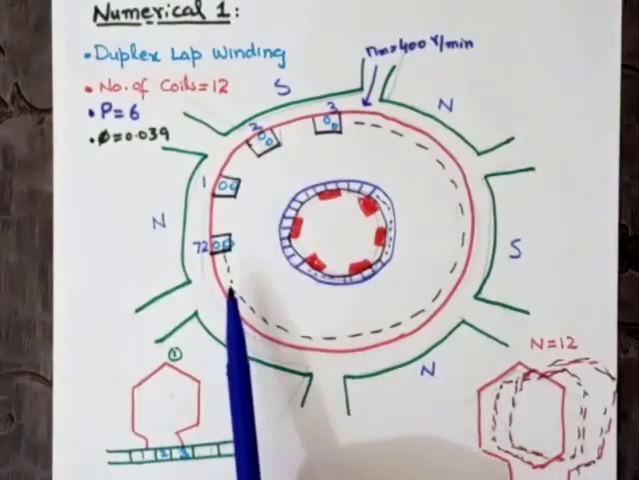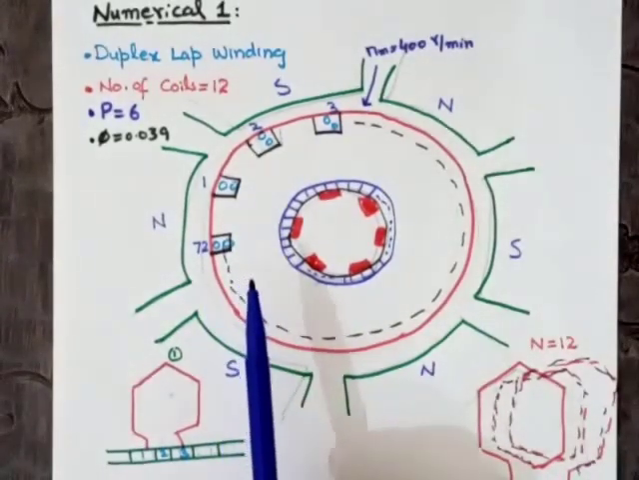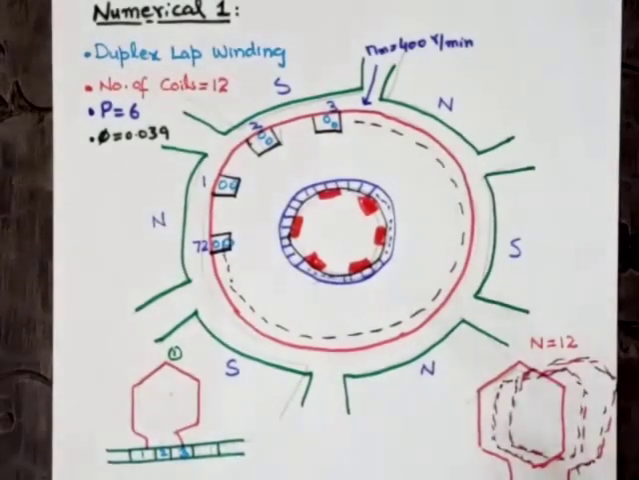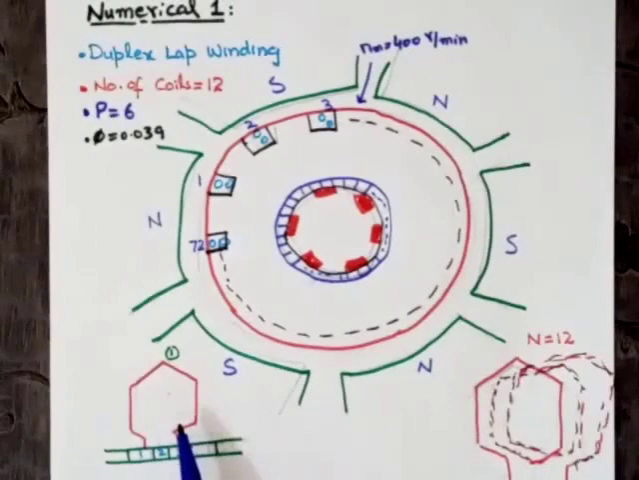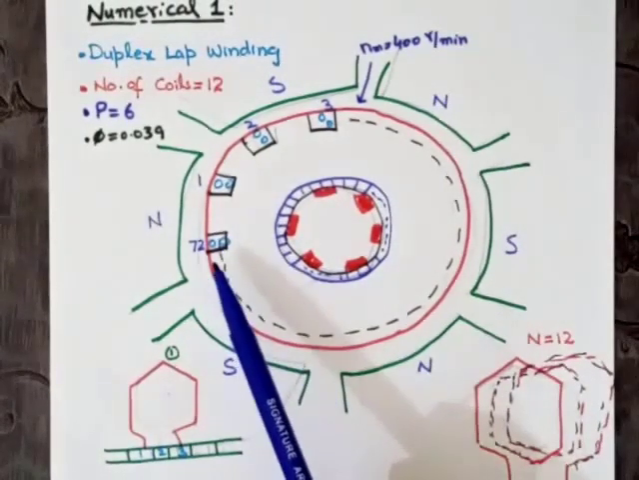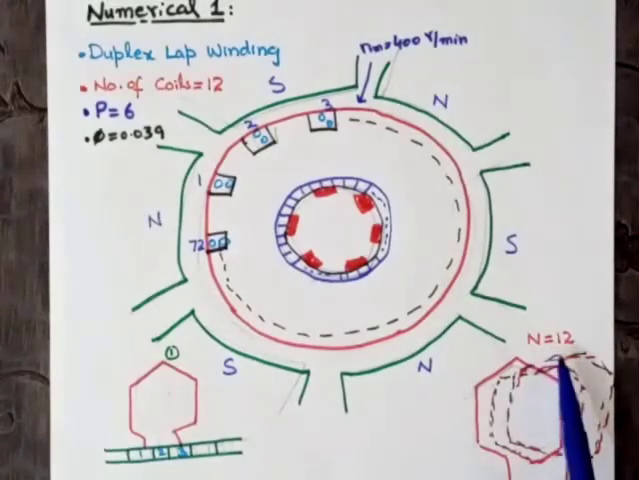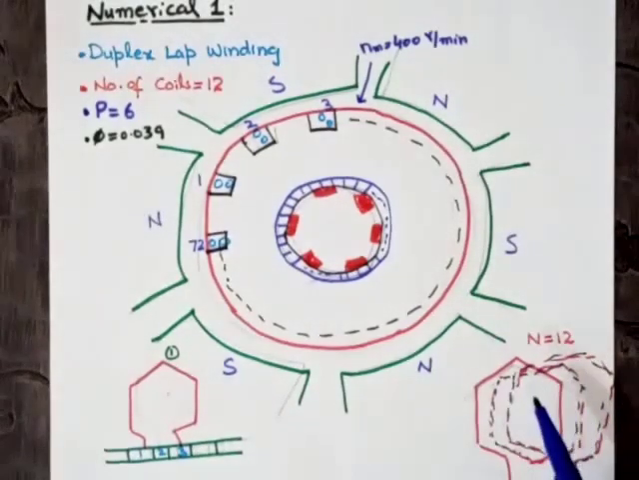The total number of loops is 72 in this problem, each containing 12 turns. It means each loop, as you can see in this figure, has only 1 turn drawn. Each loop contains 12 turns. This is the starting point of the loop and this is the ending point of the loop. Here the number of turns is 12 in each loop. Each loop repeats 12 times.